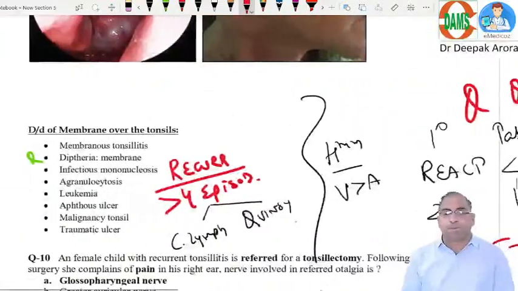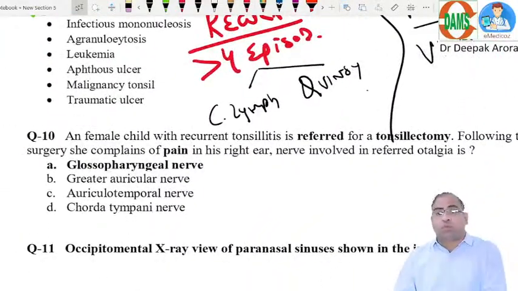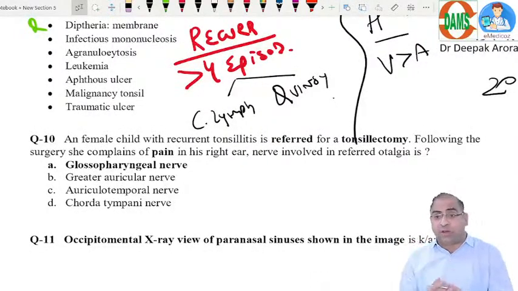Clear? Or they can ask you an indirect MCQ. Patient was planned for tonsillectomy. Following the surgery, the patient was having severe pain, referred otalgia. Which nerve is there in the bed of the tonsil? In the bed of the tonsil, always remember, we have the styloid process and one nerve, that is your ninth nerve, glossopharyngeal nerve. Clear? So the answer will be A option.